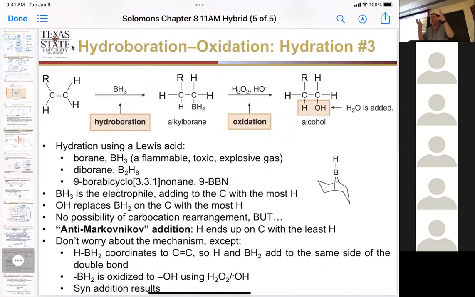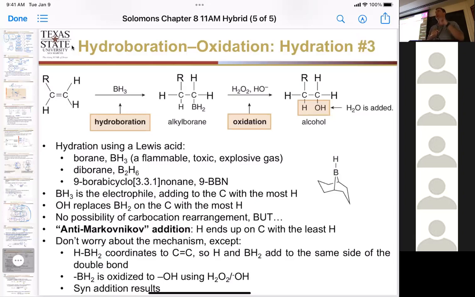We have a way of making an alcohol by adding water and acid, but it can rearrange because it goes through a carbocation. We have a way of making an alcohol that doesn't rearrange, so we can make a secondary alcohol with that one more easily. Now we have a third reaction, and the third reaction actually goes anti-Markovnikov, meaning it's going to put the boron on the side with the most hydrogens. When we oxidize the boron off, that's where the alcohol is going to be. So we can make primary alcohols with this reaction.